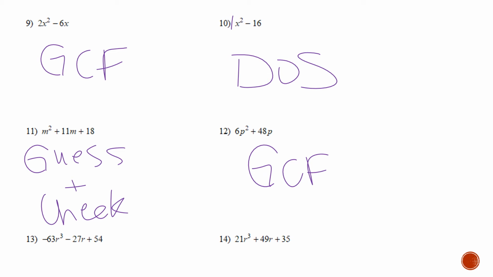Number 13, they do not all have the r's. When I look at 63, 27, and 54, 9 does go into all of those, so this is going to be greatest common factor. Number 14, 21r cubed plus 49r plus 35, so they don't all have r's. And 7 does go into all of them, so that would also be GCF.